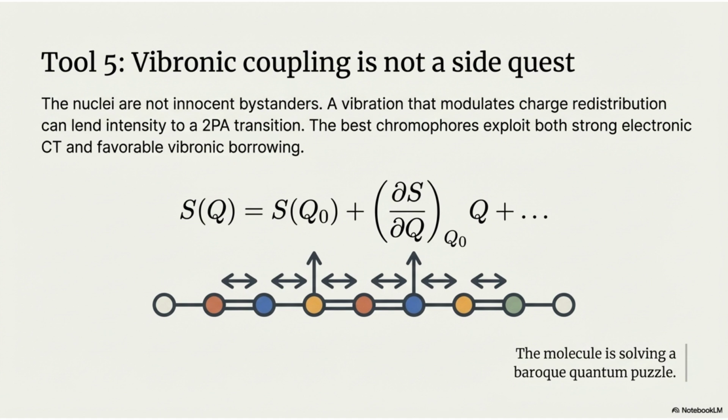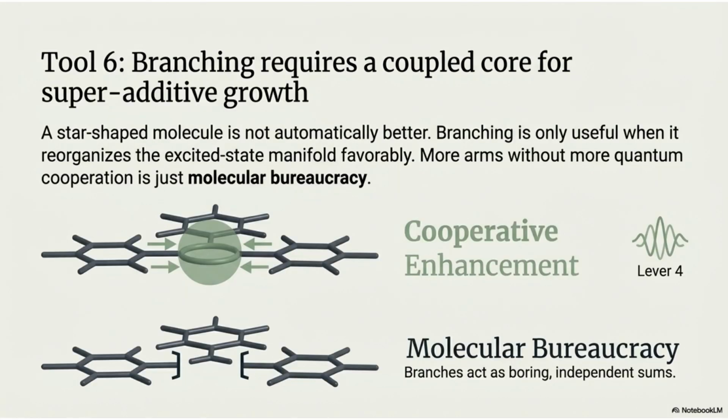Vibronic coupling is a key factor. Molecular vibrations that modulate charge redistribution can lend intensity to a 2PA transition. The best chromophores exploit both electronic charge transfer and favorable vibronic borrowing. Branching requires a coupled core for superadditive growth, leveraging lever 4. If branching simply acts as independent sums, you get molecular bureaucracy instead of cooperative enhancement.